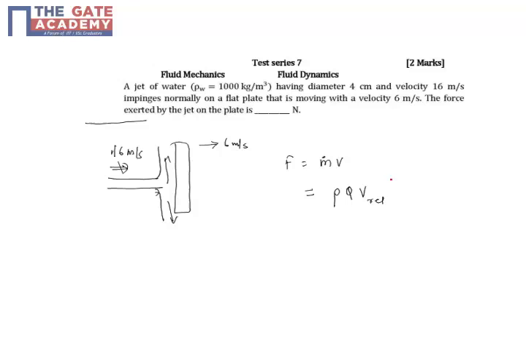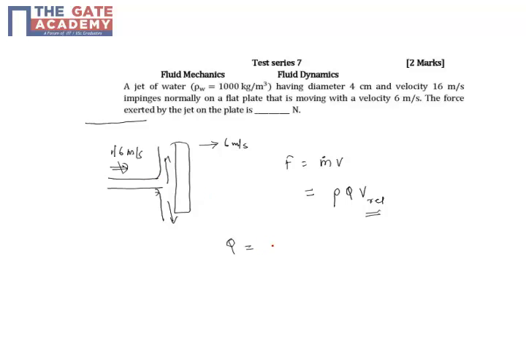Just think like this: if the water is moving with 16 and the plate is also moving with 16, there will not be any impact of the force because both are moving, so there is no impact. So that's the reason we take V relative. And also the mass or the volume flow rate that strikes is also depending on V relative.